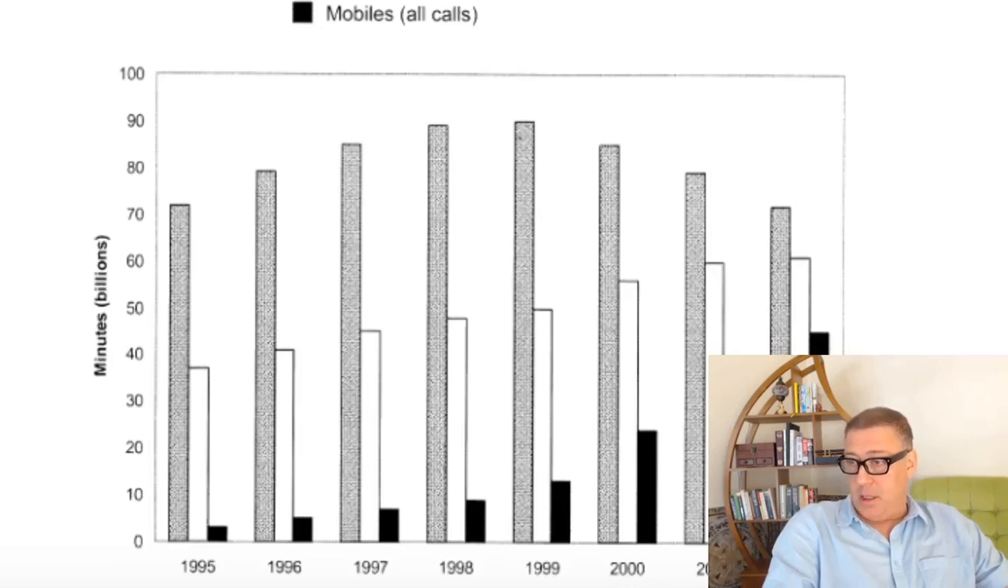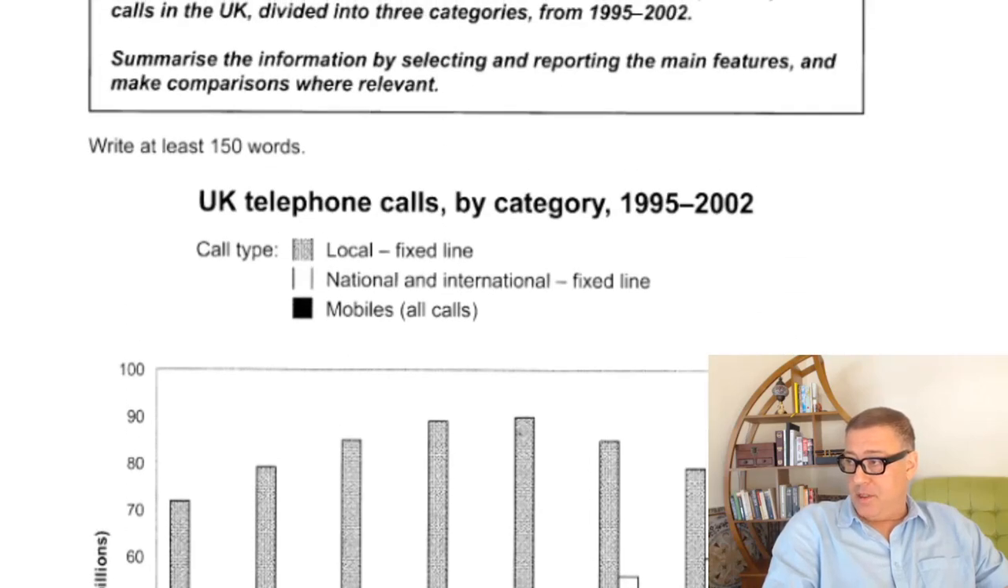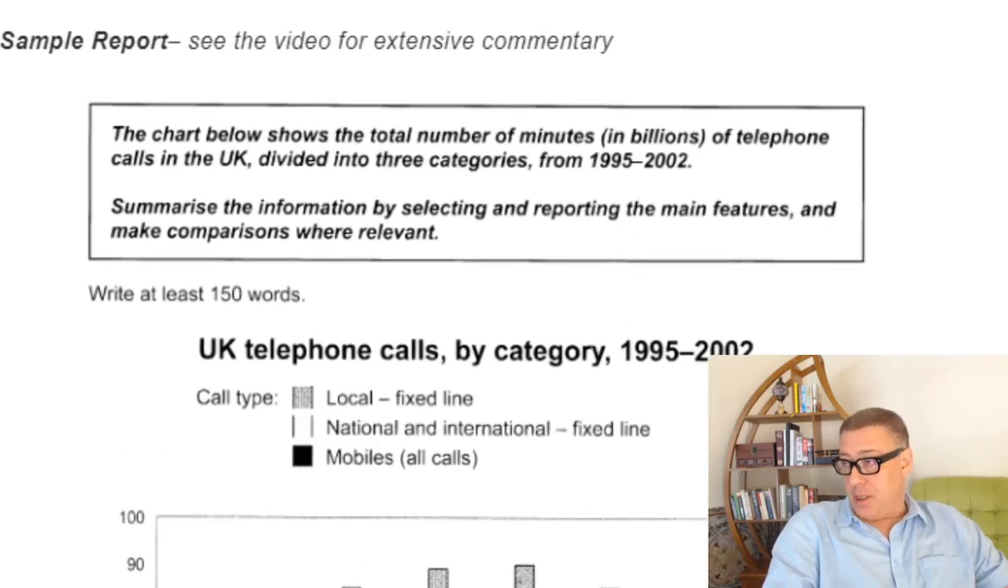So it starts in 1995, finishes in 2002. We've got three things: local, national and international fixed line, and mobiles. So it's about calls. The chart below shows the total number of minutes in billions of telephone calls in the UK divided into three categories from 1995 to 2002.